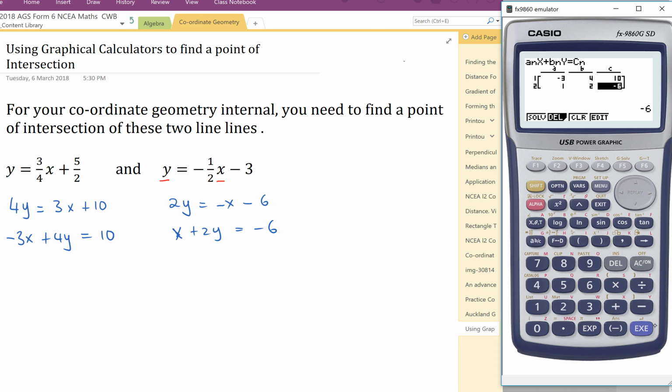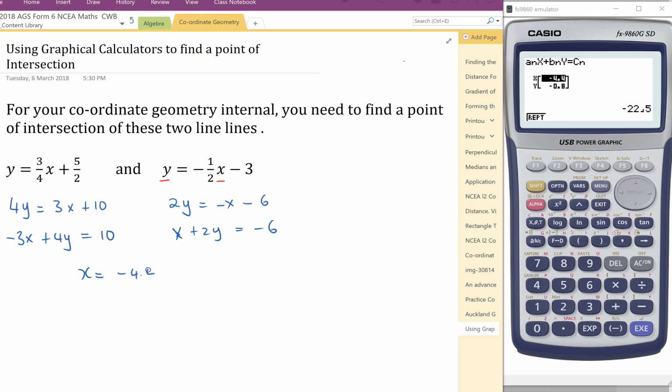So I've entered those in, and all I need to do now is to press the F1 button, which tells me I'm going to solve this. And there I've got my point of intersection. So I've got that x is going to be at minus 4.4, and y is going to be at 0.8. It's actually minus 0.8, you've got to be careful there. And so the point of intersection is the point minus 4.4 and minus 0.8.